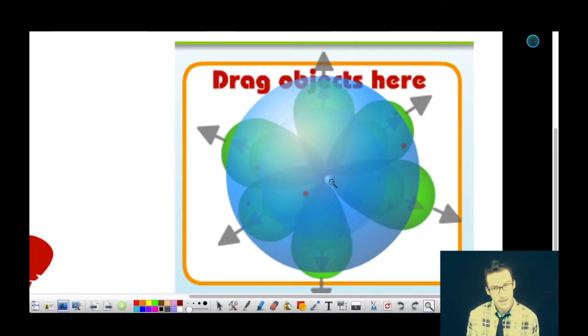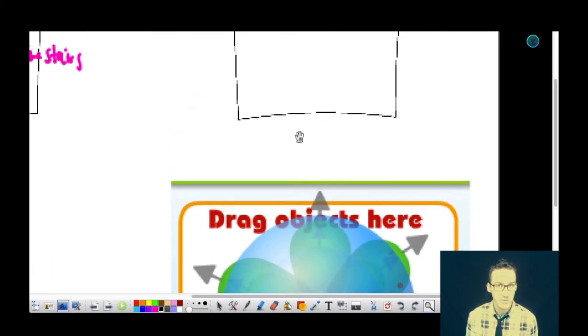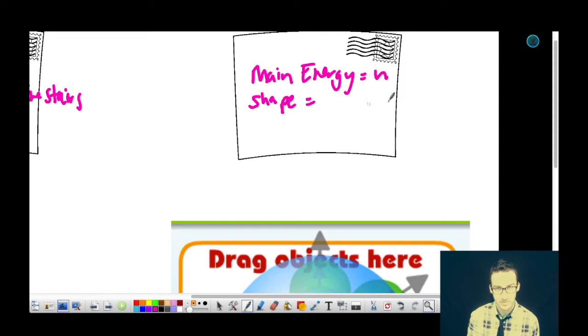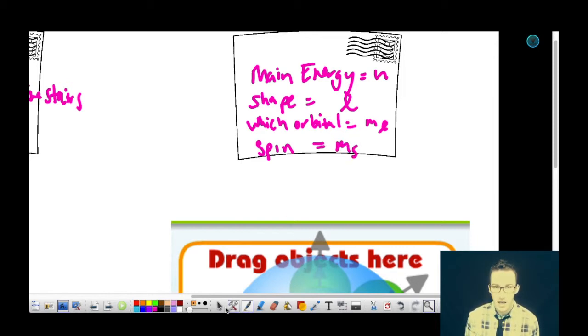And I want to make sure that I get my letter to the electron that I want to send it to. So I need to include on my envelope some important information. The main energy level, aka the principal quantum number, n. Describe the shape, the orbital type, which corresponds to quantum number l. Which particular orbital am I talking about? The orientation, m sub l, and the spin. Which direction is it spinning? m sub s.